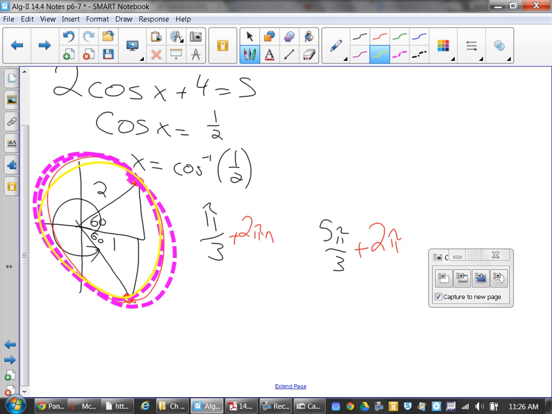Why did someone come up with this? It just seems like common sense. It does seem like common sense, but this is an extremely general solution. All it says is that every time you're at pi over 3 and you add 2 pi to it, you're always going to be back at the same spot.